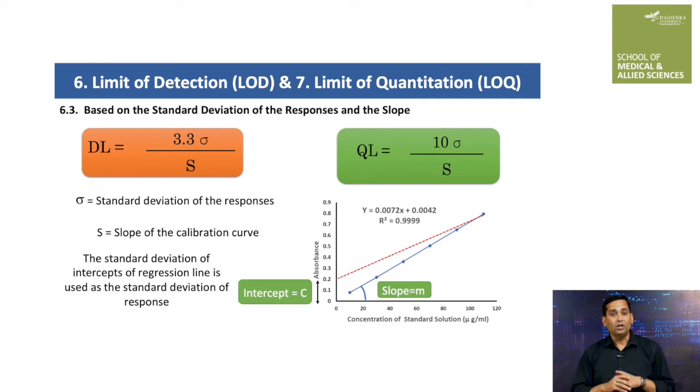Lower LOD and LOQ values suggest better sensitivity of the analytical method, or in other words, a sensitive analytical method can detect and quantify the lowest concentration of API in a sample. These types of analytical methods are preferred as per ICH guidelines.